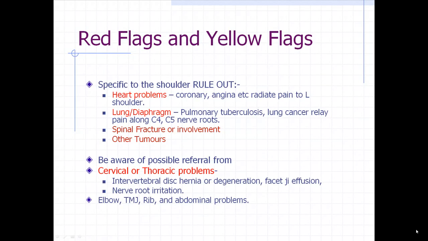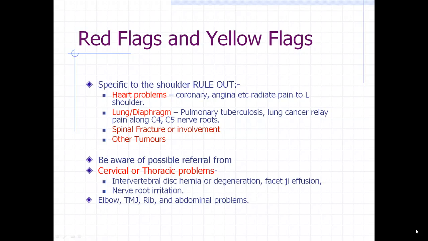There are some specific areas that you must rule out when going through your subjective assessment of the shoulder. Heart problems will often radiate pain into the left shoulder and down into the left arm. Lung or diaphragmatic problems, so tumours and tuberculosis, may also refer pain along the C4 and C5 nerve roots, which is over the upper shoulder and upper arm. Spinal fractures or spinal involvement, where we've got neural pressure, can very commonly refer to the shoulder, and other factors such as tumours or cancers.